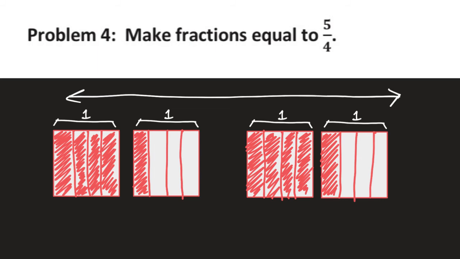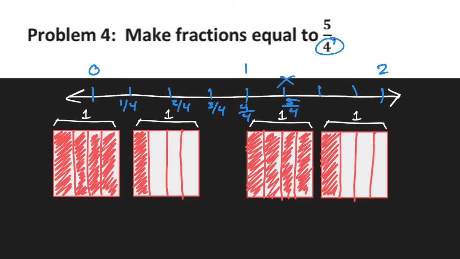All right, we have problem 4. Make fractions equal to 5/4. This fraction is actually greater than 1. So I'm going to label my number line with 0, 1, and 2. My denominator is 4, so I'm in fourths. So I'm going to label my number line with fourths. So I'd have 1/4, 2/4, 3/4, 4/4 is a whole, and then 5/4 would be one more. So that is where my number lies on the number line.